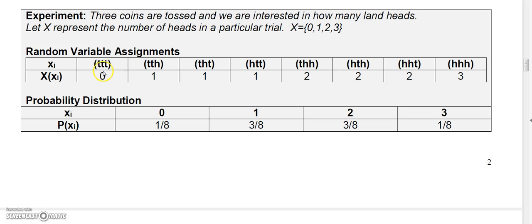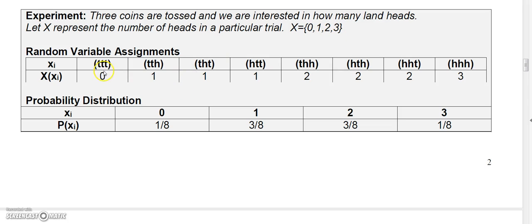So now let's look at the list. In this case, I can actually list all of the possibilities. I could get tail, tail, tail, and then there would be 0 heads in that particular case. Or I could get tail, tail, head, which would give me 1 head, or tail, head, tail, which is 1 head, or head, tail, tail, which is 1 head, tail, head, head, which is 2 heads, head, tail, head, which is 2 heads, head, head, tail, which is 2 heads, and then finally all heads would give me 3 heads.